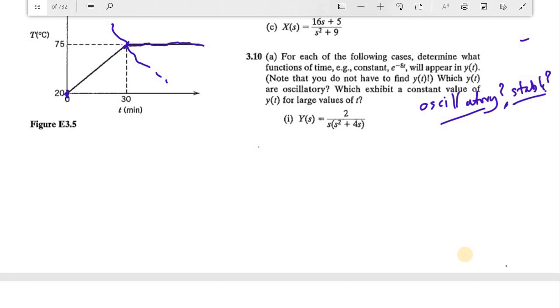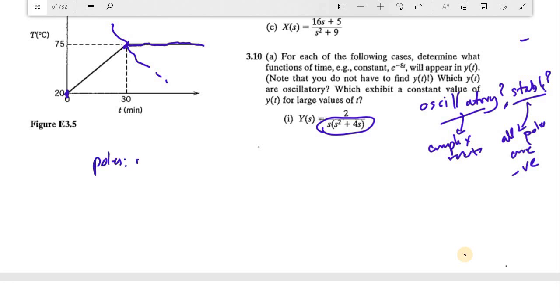So going to the first part, y of s is equal to 2 over s square, s into s square plus 4s. To know if it's oscillatory or stable, we just need to look at the denominator. Okay, oscillatory means in the denominator I have complex roots. Stable means that all poles are negative. Poles means the roots of the denominator. Okay, I always say that, but it's good to remember. So poles are roots of the denominator.